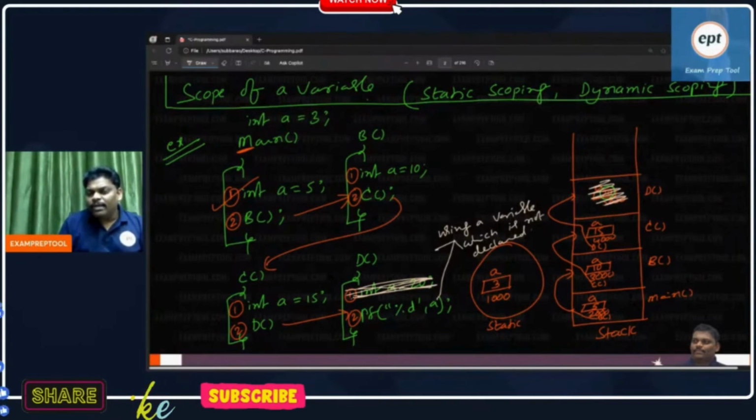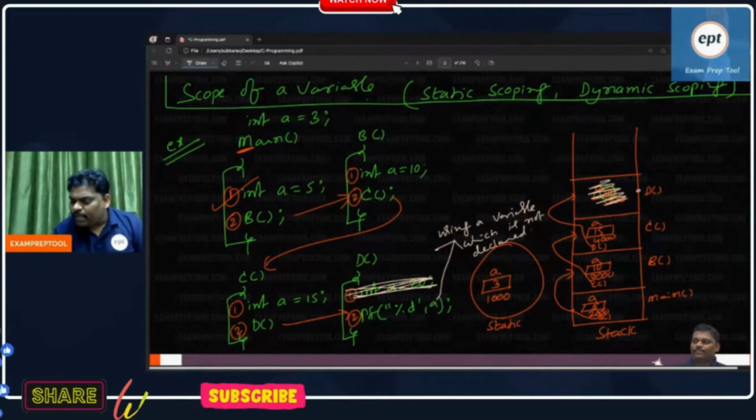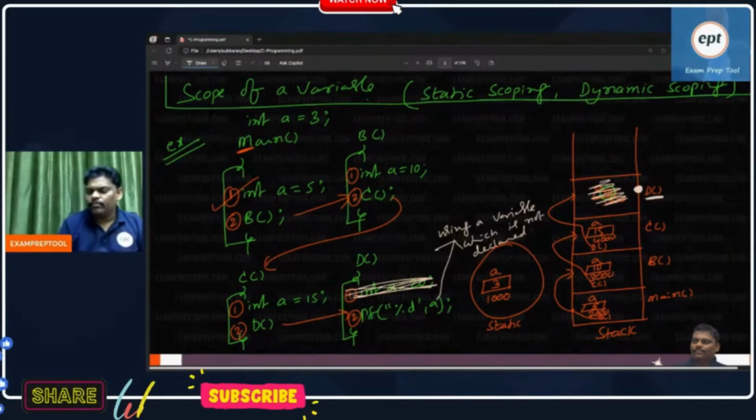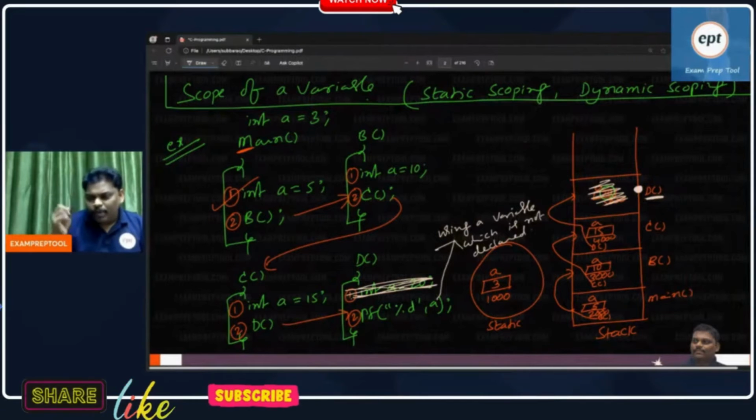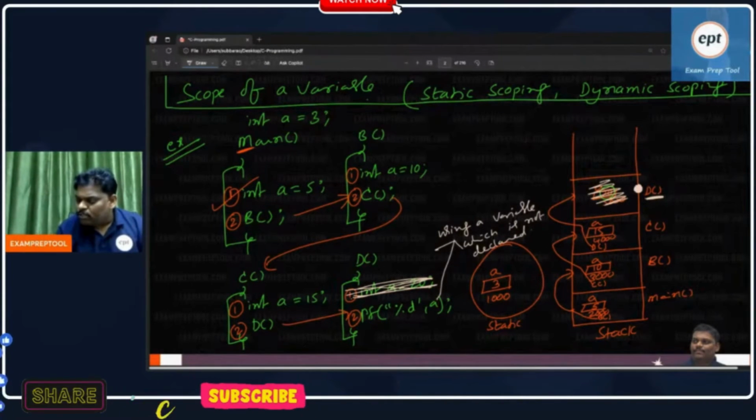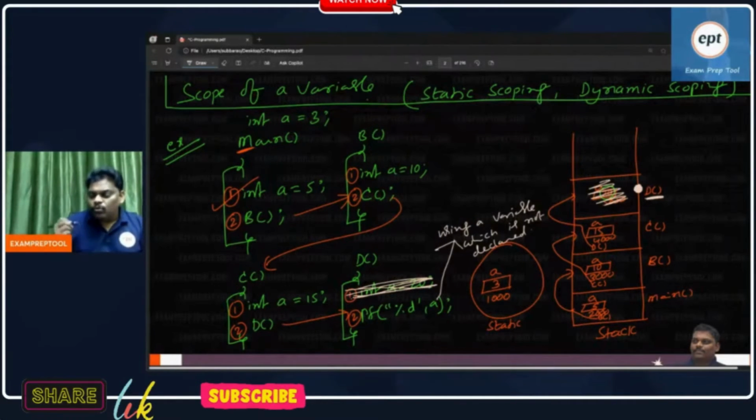Can you help me now? Print A. Top of the stack, any A. You are here. Print A. Wherever you are, any A there. You are saying print A, okay, but whichever function you are in, is A there or not there? Not there. You are using one variable which is not declared.